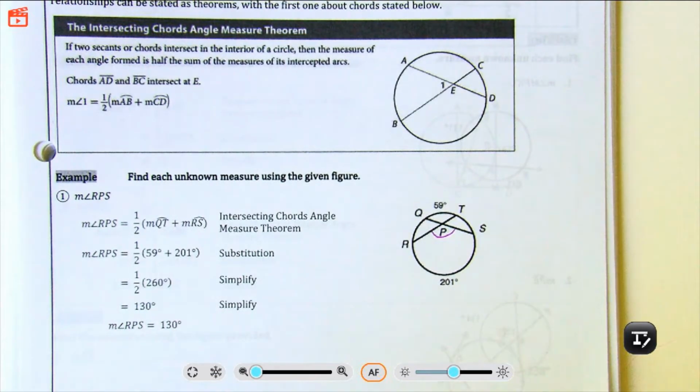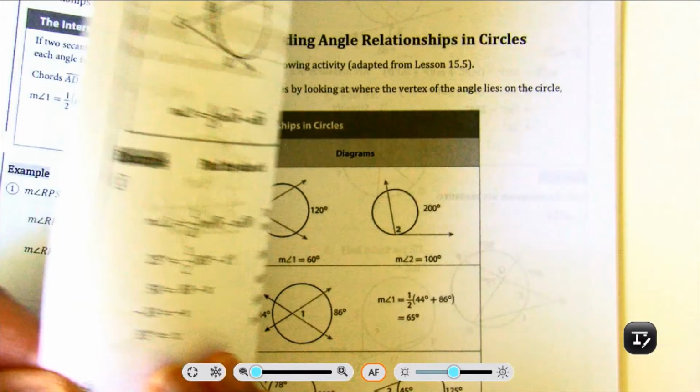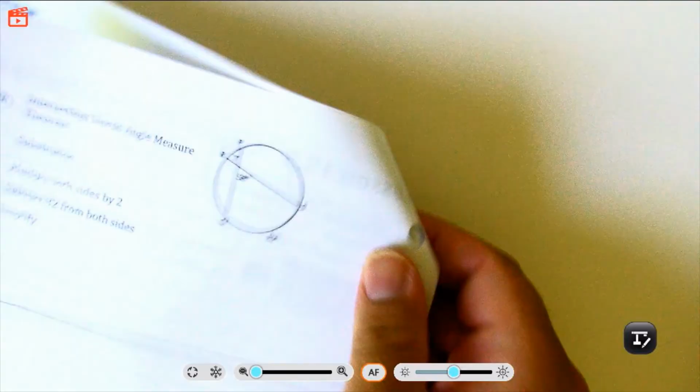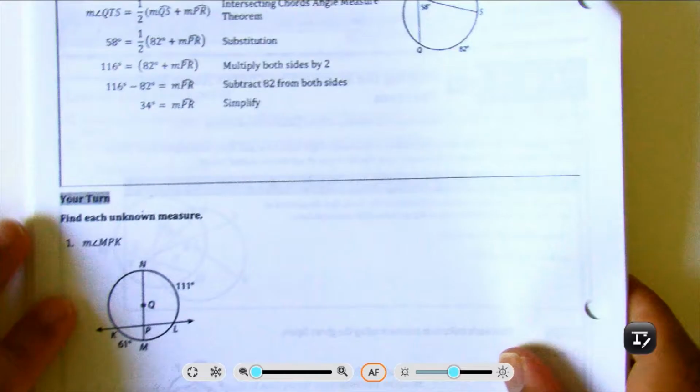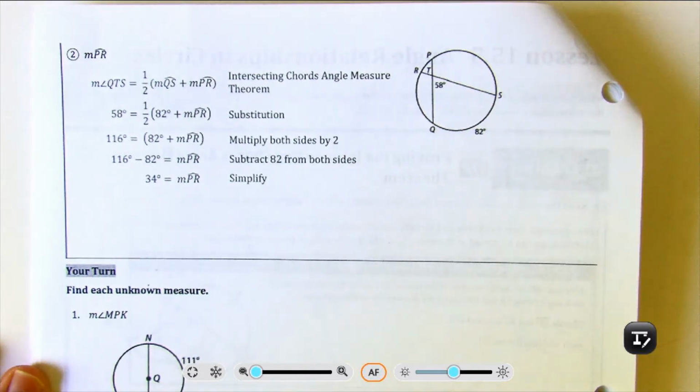Okay, let's move on to the next page. We're going to do one more example that's already completed for us, walk you through it, and then you are going to try some on your own. In this example, we want to solve for arc PR. So we want to solve for the arc.